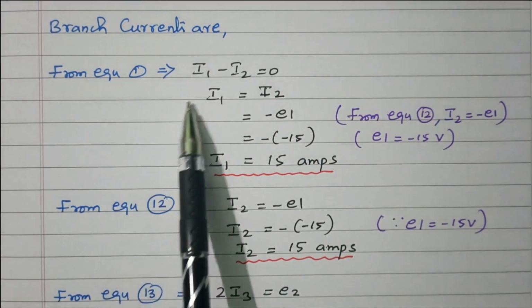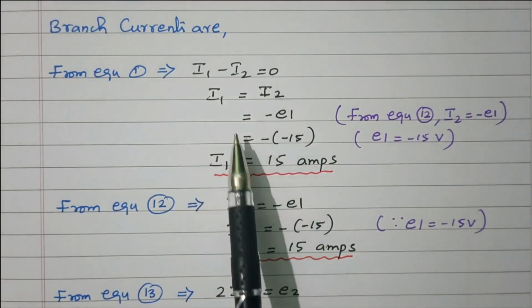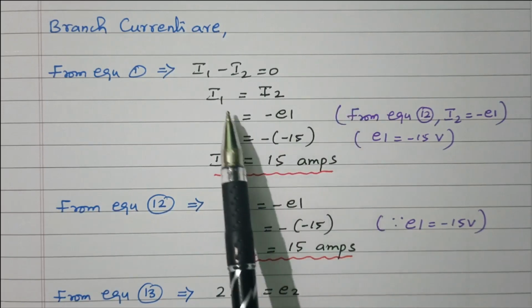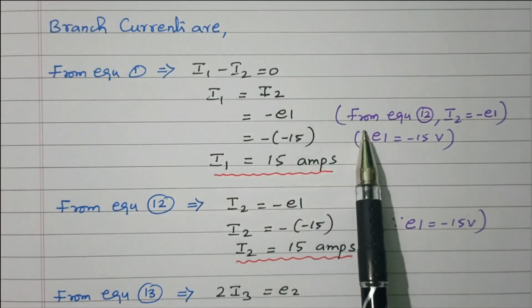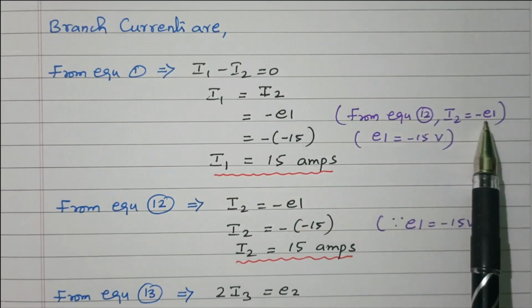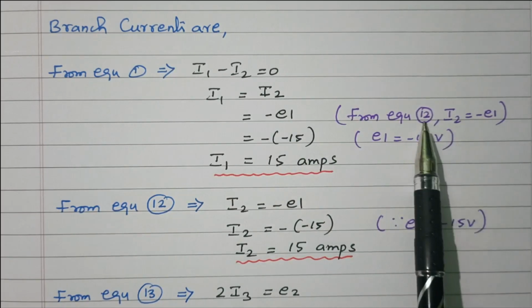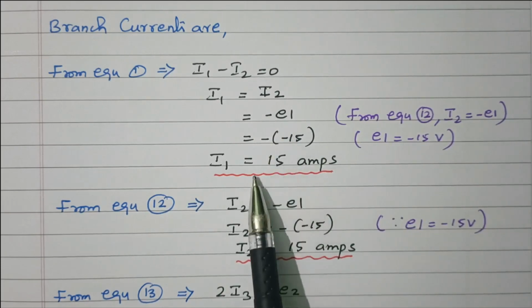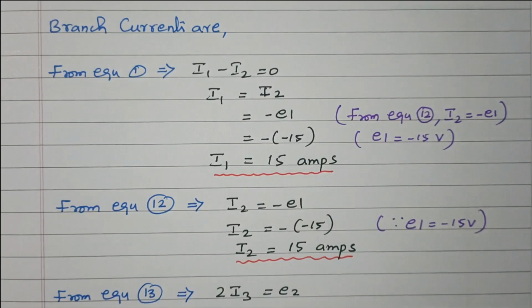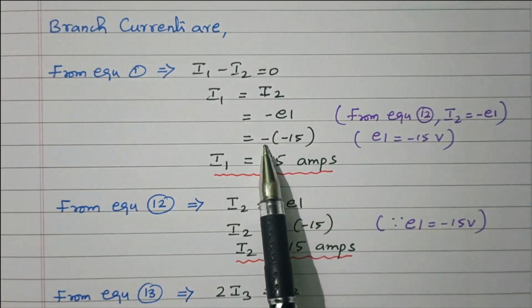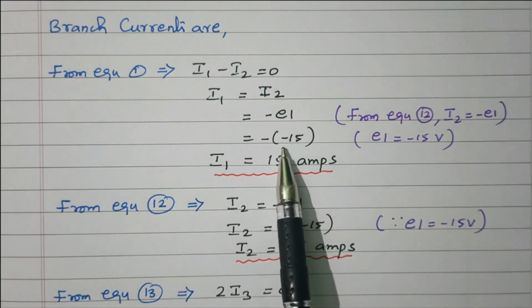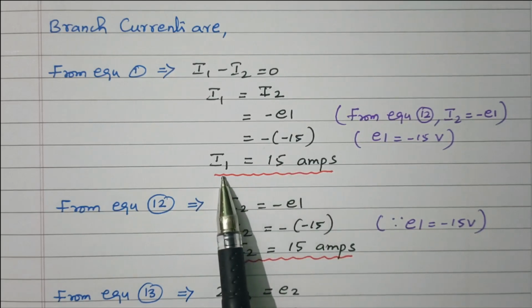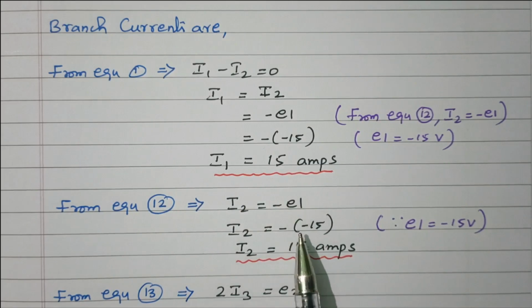So from equation 1, I1 minus I2 equal to 0. So I1 equal to I2. Brought the I2 to that side, so it becomes plus. I1 equal to I2. But from equation 12, I2 equal to minus E1. So I2 is replaced by minus E1. Minus of E1 is already minus 15. So minus of minus 15 becomes 15 amperes. So the branch current I1 is 15 amperes.